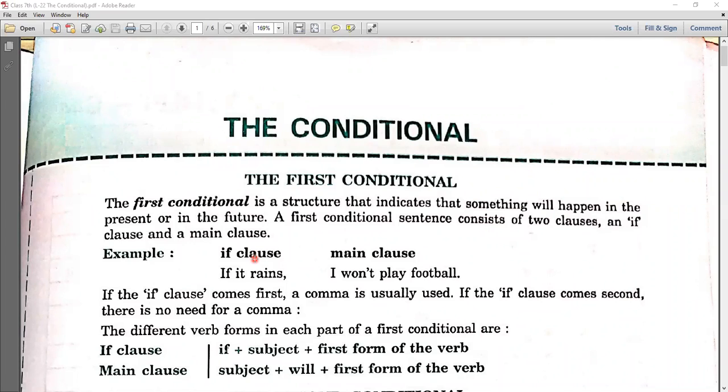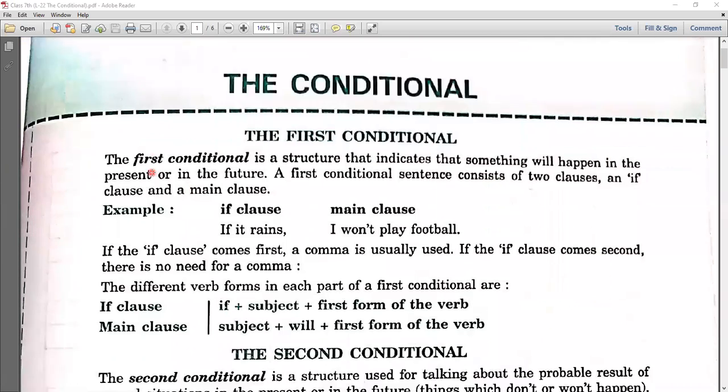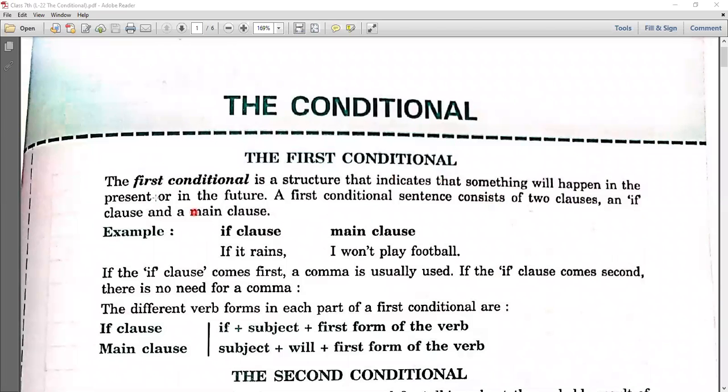They are mainly, basically, 4 kinds of conditional sentences, but in your syllabus there are 3 kinds of conditional sentences. Okay, so the names of them are the first conditional, second conditional and third conditional. So without further delay, let's get started. The first conditional. First we will study about the first conditional. The first conditional is a structure that indicates that something will happen in the present or in the future.